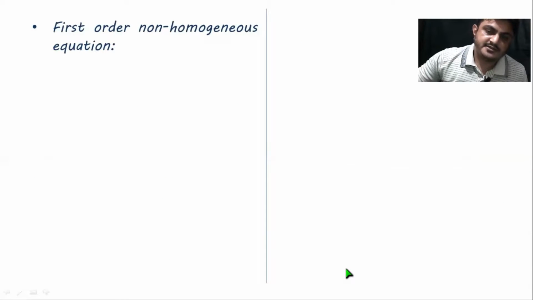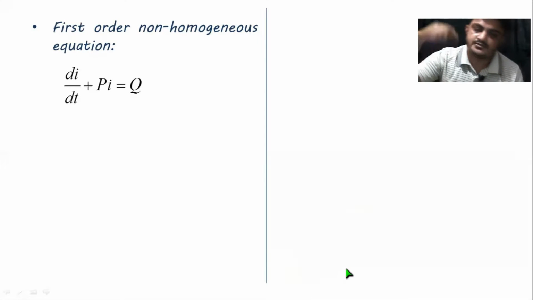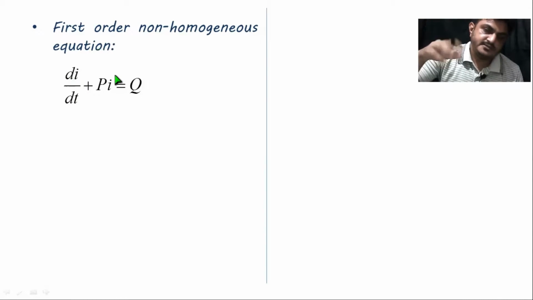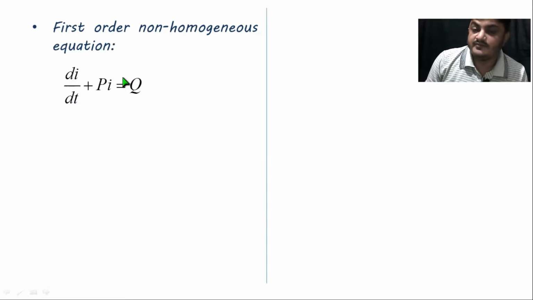Let's start our lecture. Let us say we have a first order non-homogeneous equation. The value of q is not equal to 0, so it is considered a non-homogeneous equation. If you find the order of this equation, it turns out to be a first order differential equation. The first question that may arise is, sir, why do we need to solve this particular equation and when do we need it?